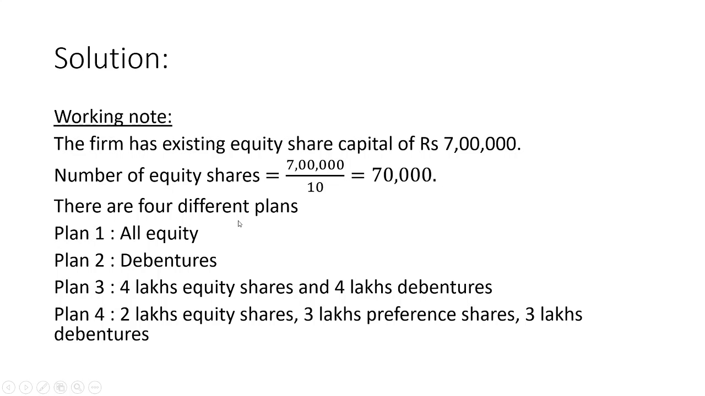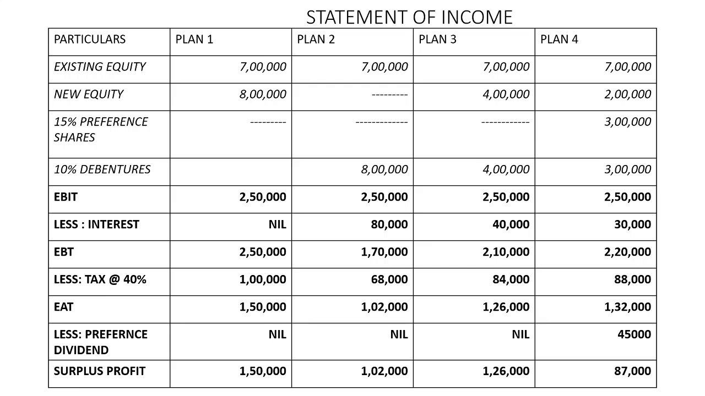There are different plans, isn't it? First one is issuing all equity. That means existing 7 lakh is there and the new amount of 8 lakh rupees is raised by equity shares. In plan 2, the 8 lakh rupees is raised by debentures. In plan 3, 4 lakhs will be raised by equity shares and the remaining 4 lakhs by issue of debentures. Plan 4, 2 lakhs by issue of equity shares, 3 lakhs by issue of preference shares and 3 lakhs by issue of debentures. We will prepare the statement of income.